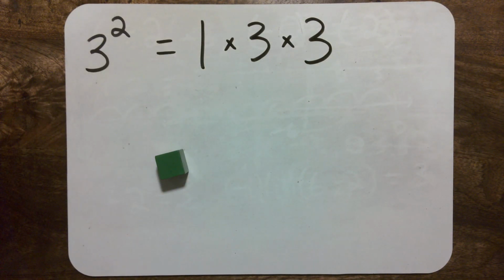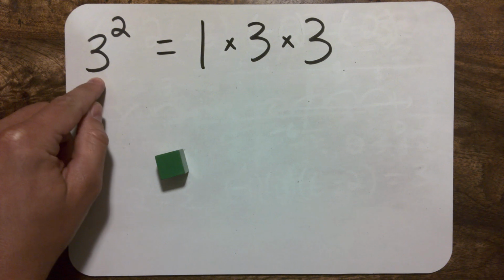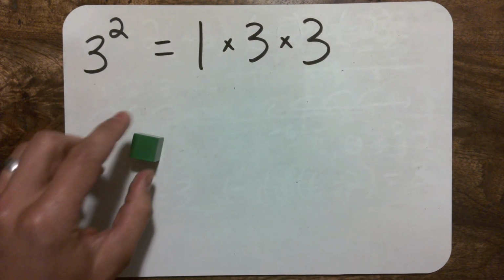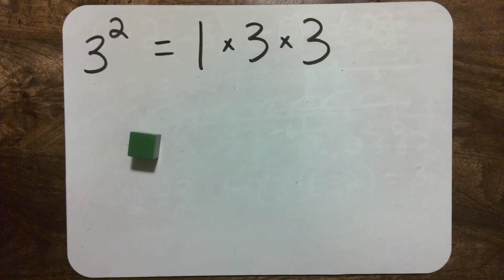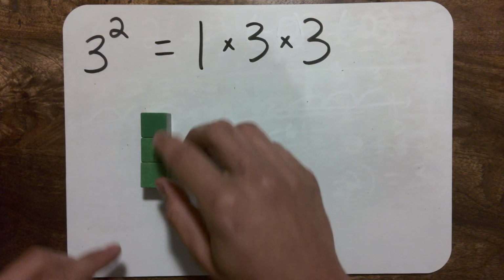Especially with exponents like squared and cubed, we can also make connections to geometric models. For 3 squared, another way you can think of that is, what is the area of a square with side lengths of 3? But we'll just start with this interpretation. So this cube is representing that number 1. So we want to multiply that by 3. You can think of that as 1 group of 3, 3 groups of 1. All right. So we multiply this by 3.